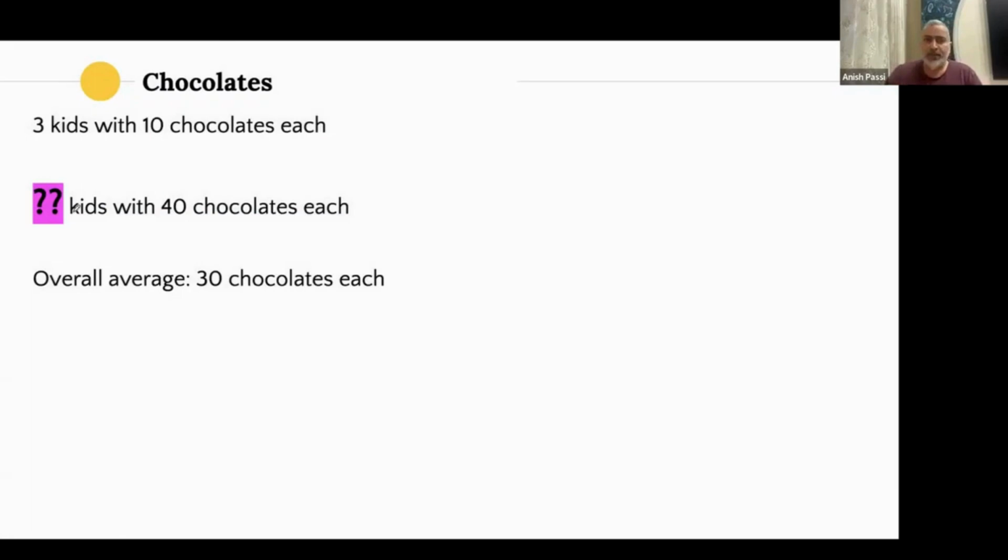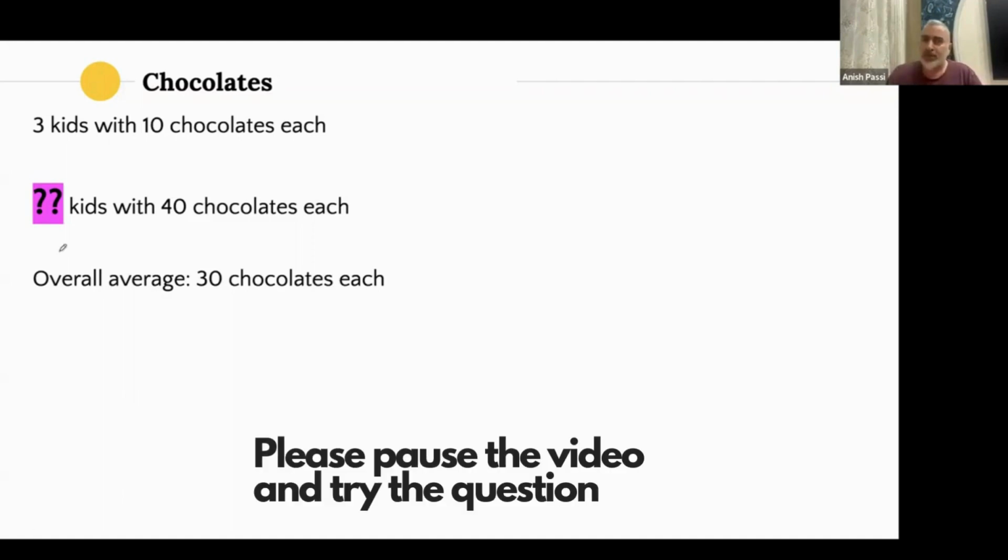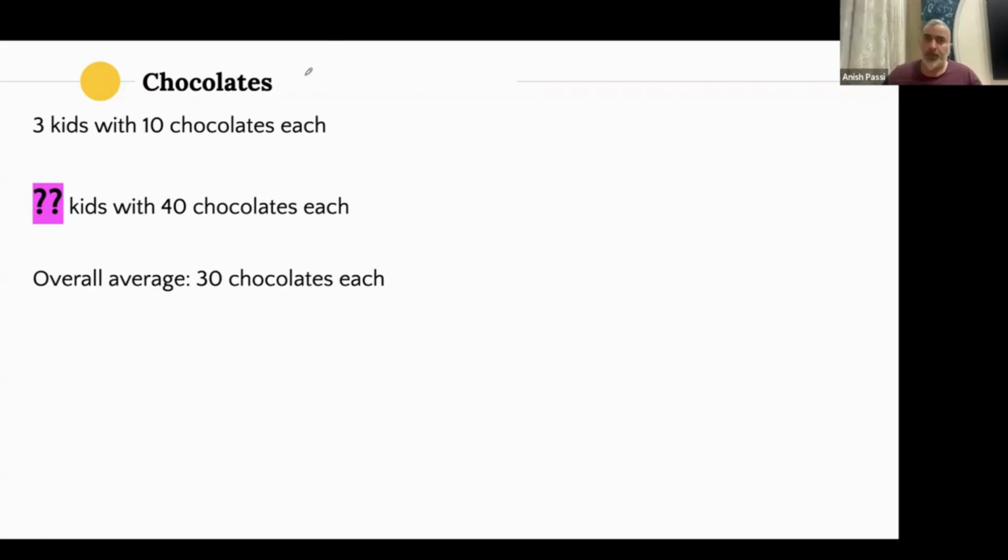Let's try this now. Let's say there are 3 kids with 10 chocolates each. There are some kids with 40 chocolates each, and the overall average is 30. Now, I don't want you to guess the answer. The figures I've kept exactly the same as the previous problem. So the goal is not to somehow just guess the answer here, but to try to figure out the answer. All right, let's take a look.